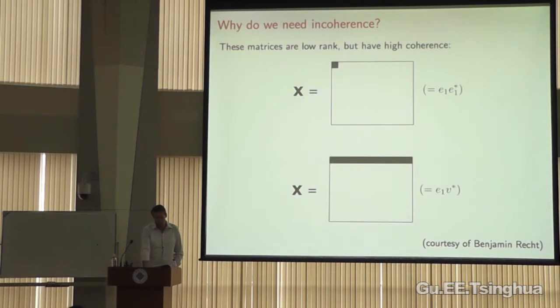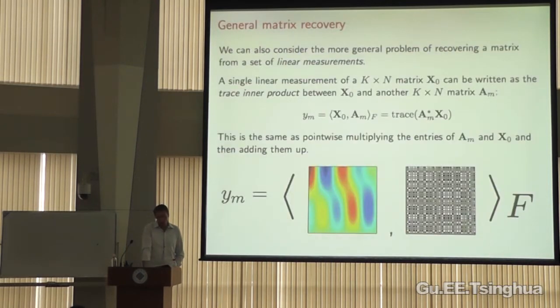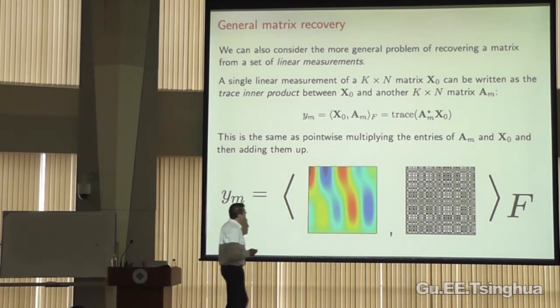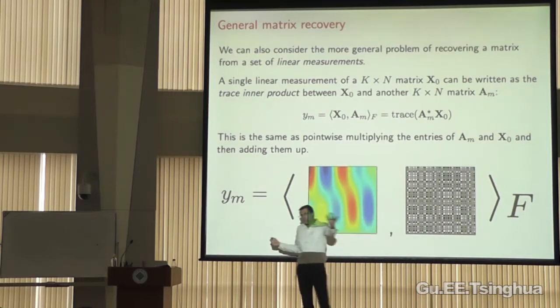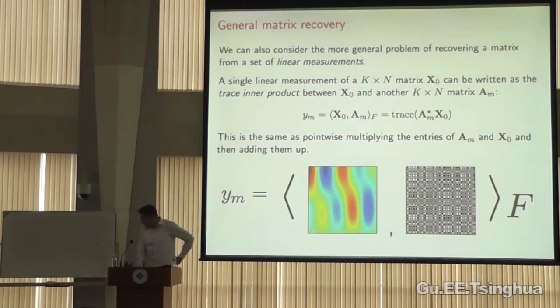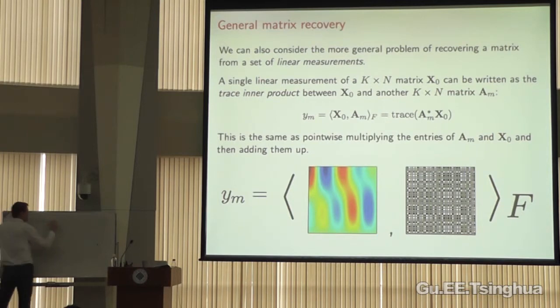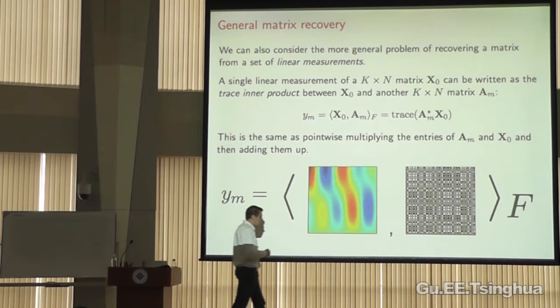Okay, so that's kind of the matrix completion. That's one thing you know. More generally, you can think about any types of linear measurements of a matrix. And so again, what do we mean? We can talk about linear measurement in almost exactly the same way we talk about it in the vector case. In a vector case, I would talk about y_m as the inner product between x and some vector phi. And this was, of course, the sum of the entries of phi and x multiplied together. Okay, so it's exactly the same thing when I talk about taking linear measurements of a matrix.